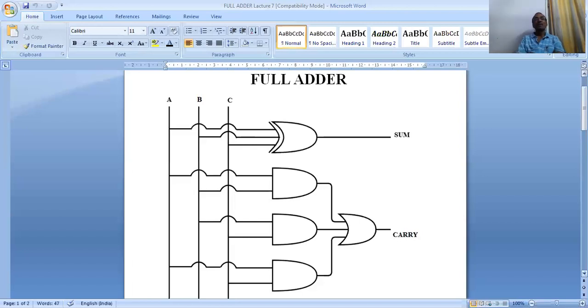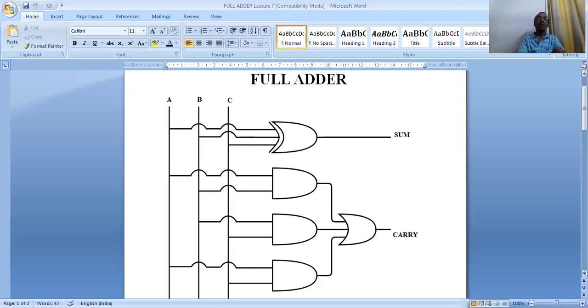Okay. Second problem, some students are writing in the place of XOR, they are using NAND gate. And some students are drawing XNOR gate in the diagram in the place of XOR. They get 0 marks.